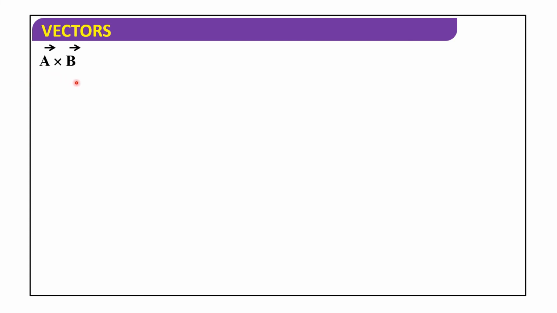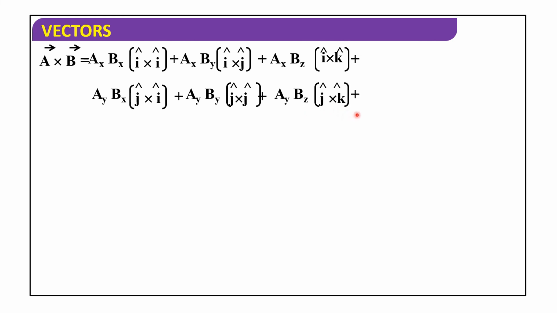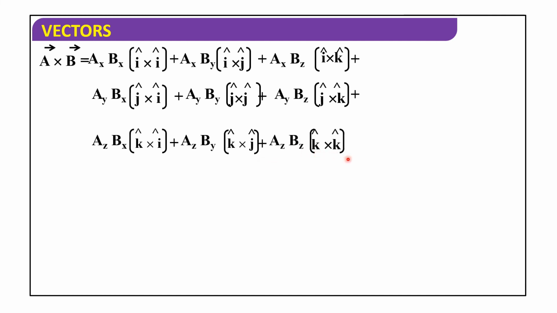Now a bar cross b bar is equal to ax bx of i cap cross i cap plus ax by of i cap cross j cap plus ax bz of i cap cross k cap plus ay bx of j cap cross i cap plus ay by of j cap cross j cap plus ay bz of j cap cross k cap plus az bx of k cap cross i cap plus az by of k cap cross j cap plus az bz of k cap cross k cap.